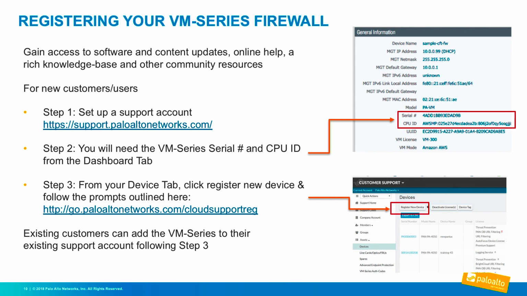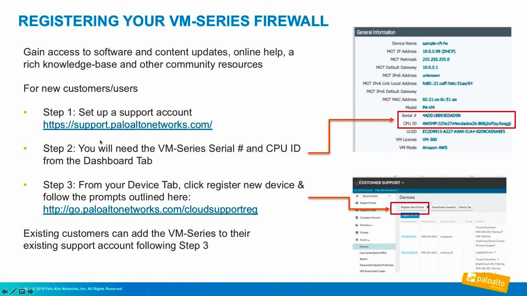Once you are finished with deployment of your environment and have firewalls up and running, our strong suggestion is to register your VM-Series on our support portal. This will give you access to software as well as content updates, but also you will have a wealth of information that can be helpful during and after deployment. For new customers, registering takes a few minutes and it consists of 3 easy steps.